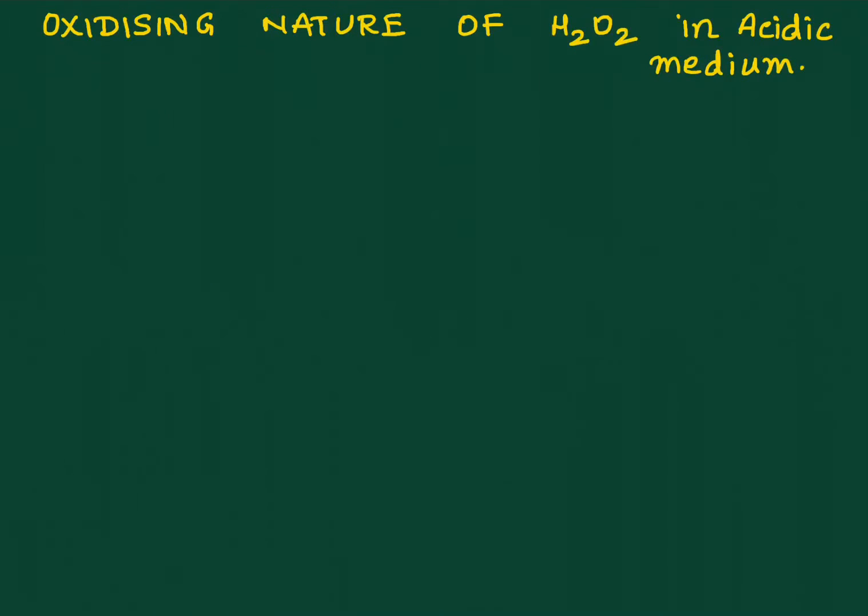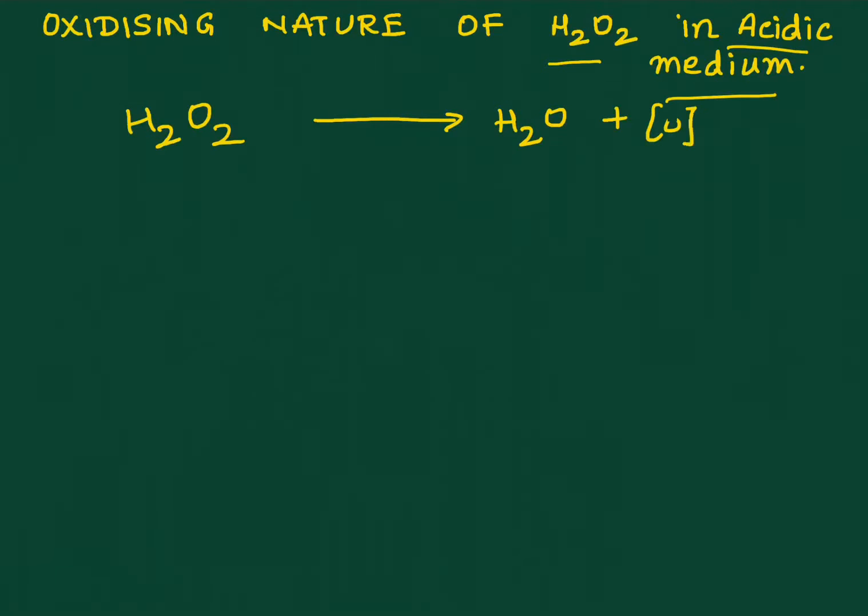So, ready to move on to the next one, the oxidizing nature of hydrogen peroxide in acidic medium. Now again, see, the first reaction will remain the same: hydrogen peroxide breaking down to give you water and nascent oxygen. Now, because this reaction is taking place in the acidic medium, this is where the difference will come up.